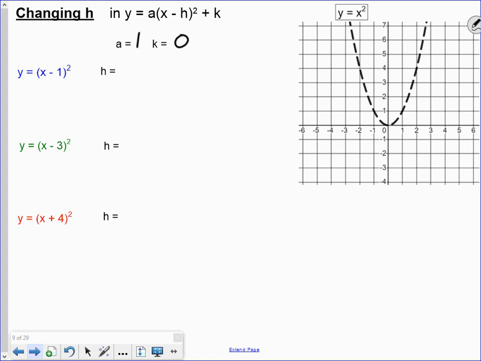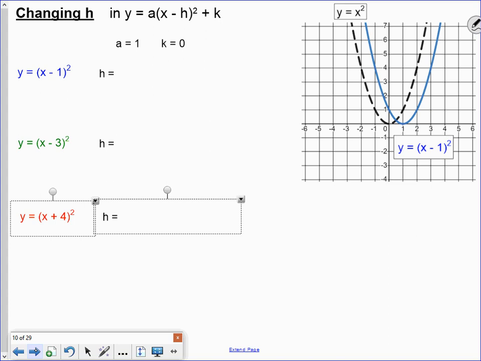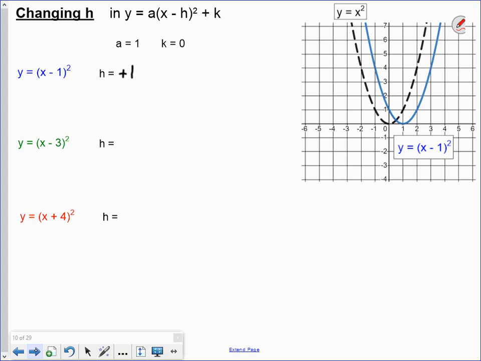So let's look at x minus 1 squared first off. What we can see here is that in this parabola, our h value is going to be positive 1. Now, why is it positive 1? Because we expect in our general form there to be a negative sign here. We expect it to be minus h. So if we see a minus sign right in here, we're doing x minus positive 1. So h is equal to positive 1.